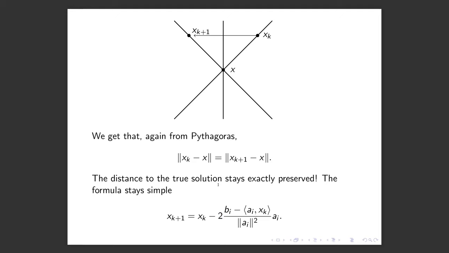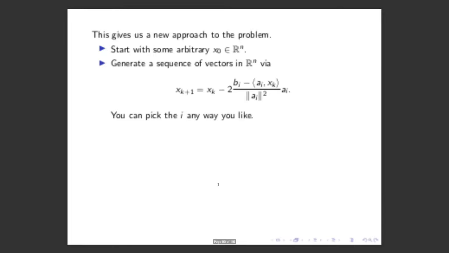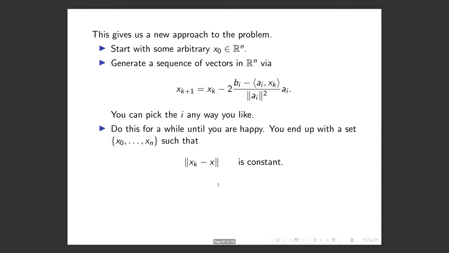Now, that new procedure sounds horrible, right? Because you don't get closer to the solution. Well, not really. It's actually great. So it turns out, here's what you do. You start with a random vector, right? It's an arbitrary initial guess for the solution. And if you have no initial guess, just take the zero vector. And then you generate a sequence of vectors in Rn by doing this. And again, you can pick the hyperplanes in any way you like. Okay. You do this for a while.